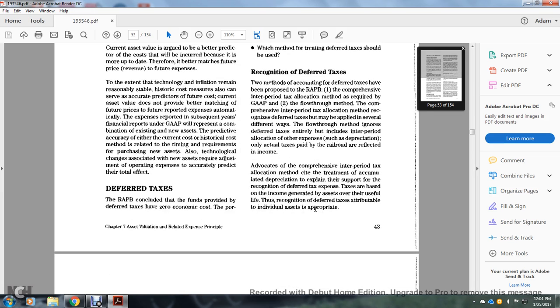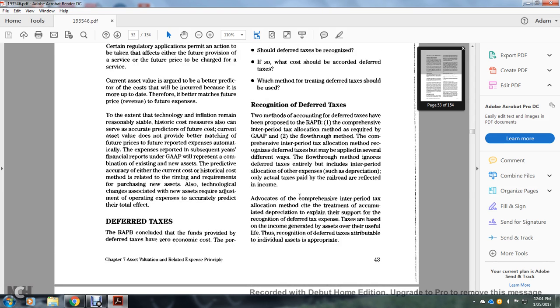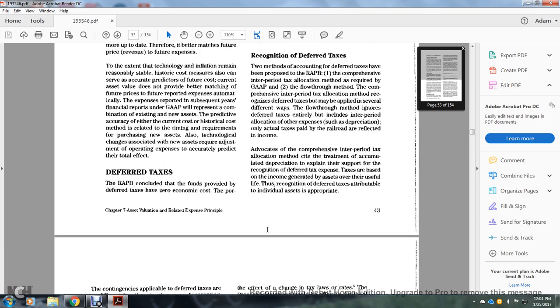Advocates of the comprehensive interperiod allocation method cite the treatment of accumulated depreciation to explain the support for the recognition of deferred taxes. The taxes are based on the income generated by assets over their useful life. The recognition of deferred taxes is attributed to the individual assets as appropriate.